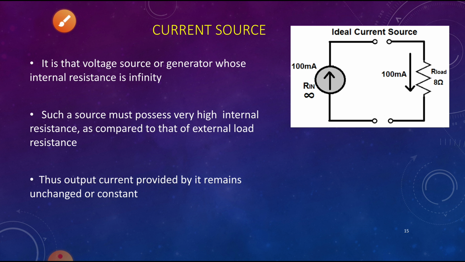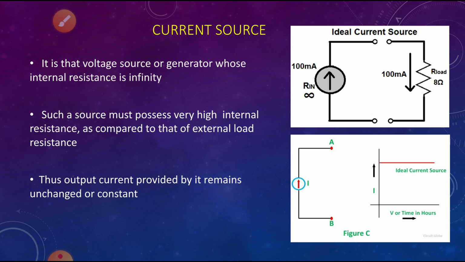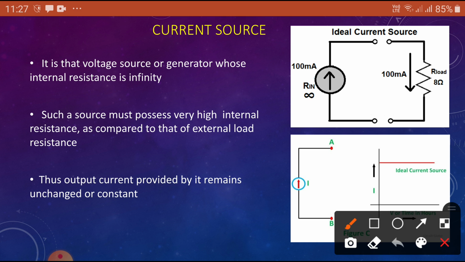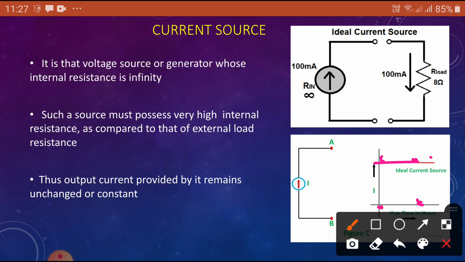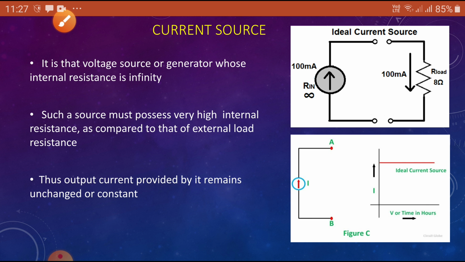Thus, the output current provided by it remains unchanged or constant if the load changes. You can see the diagram. What has happened? Here in the current source, initially the current is this one, and as time passes the current is this one and this one. It maintains the constant current. It is not reduced, it always maintains the constant. So this type of situation is known as a constant current source, or we can say an ideal source.